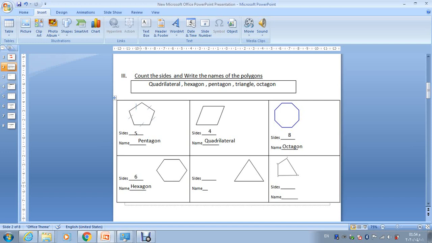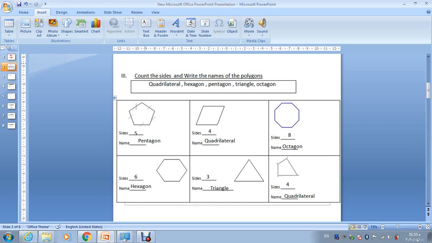Now let's count the sides here. 1, 2, 3. They are 3 sides. And the word tri means 3, so it's triangle. Now the last question, let's count them. 1, 2, 3, 4. They are 4 sides. This one was also 4 sides, so the answer must be quadrilateral. It can take this shape or the other shape. Both are correct. You can change the shapes of the polygons, but there are regular polygons and non-regular polygons.